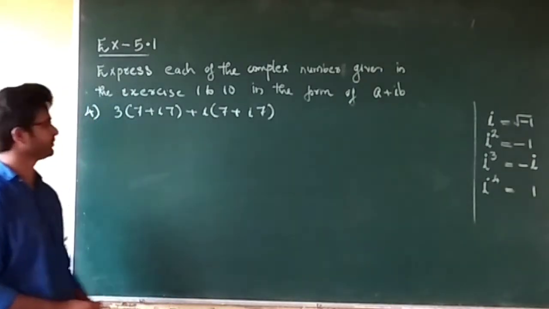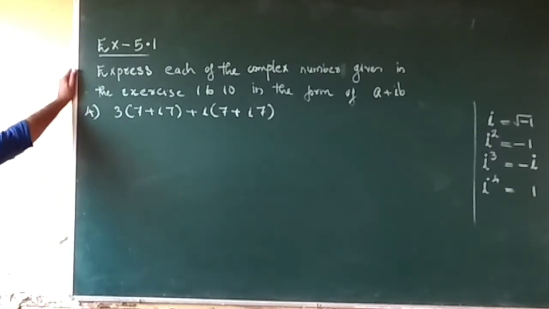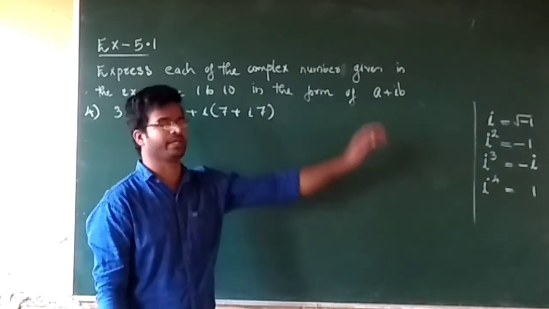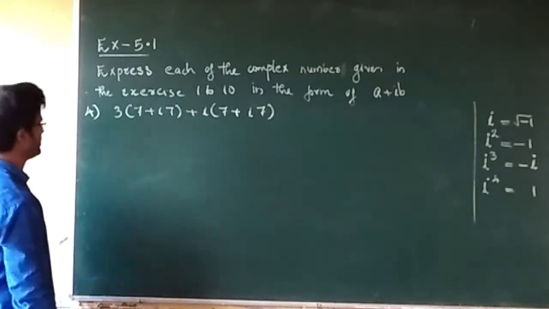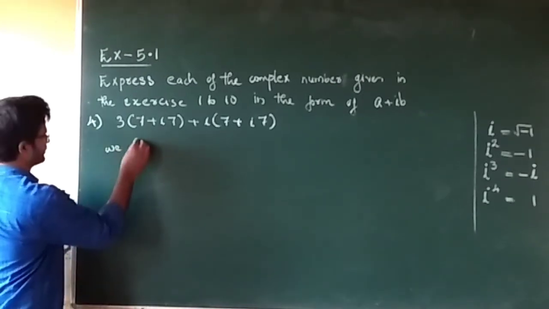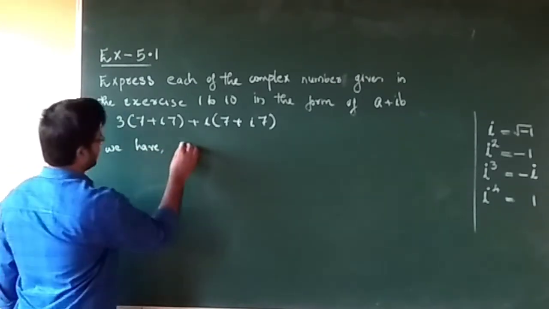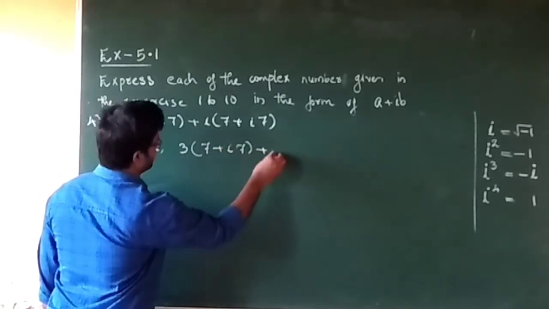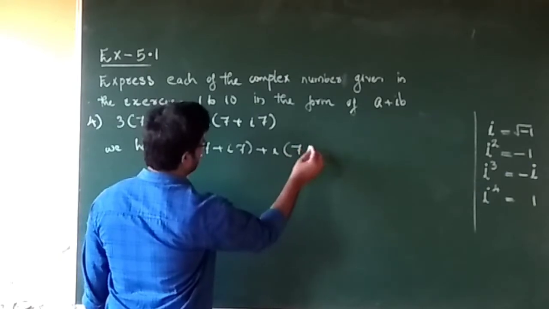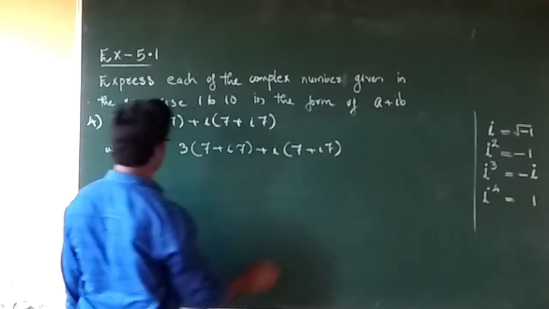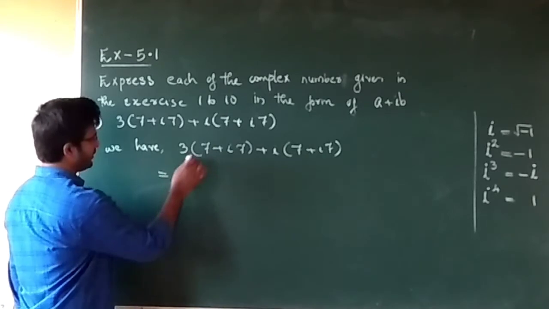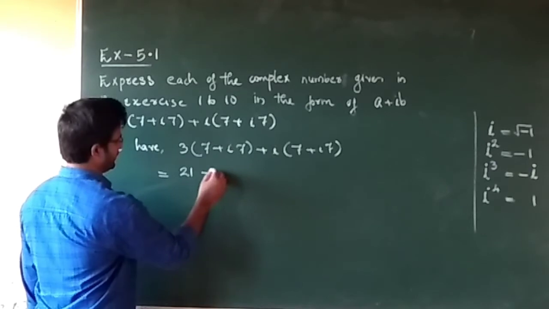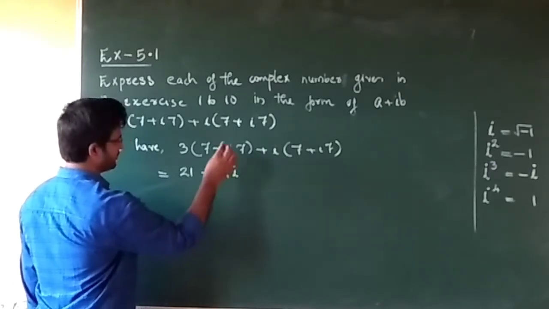Now we can see question number 4. Here also a complex number is given, and we have to put it in the form of a plus ib. First, remove the bracket. We have 3 into 7 plus i7, i into 7 plus i7. Remove the bracket: 3 into 7, 21, plus 3 into i7, that is 21i.